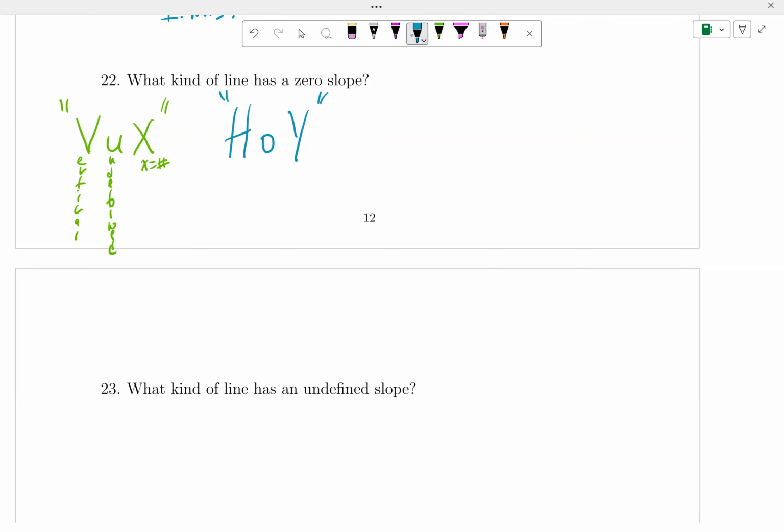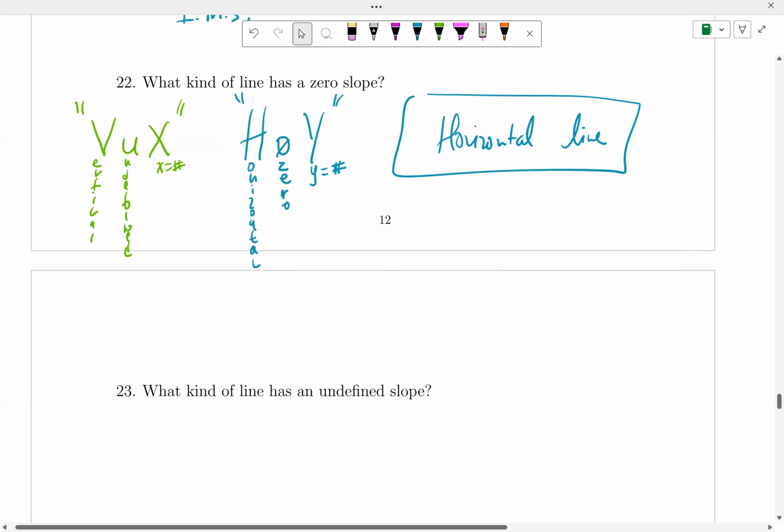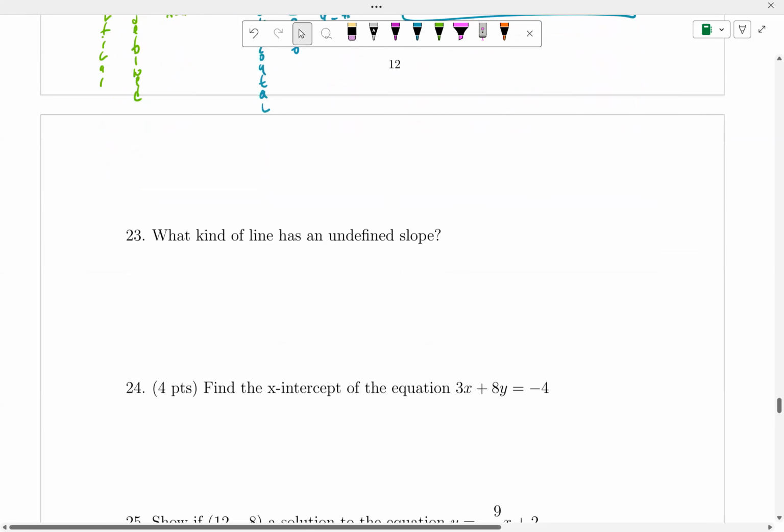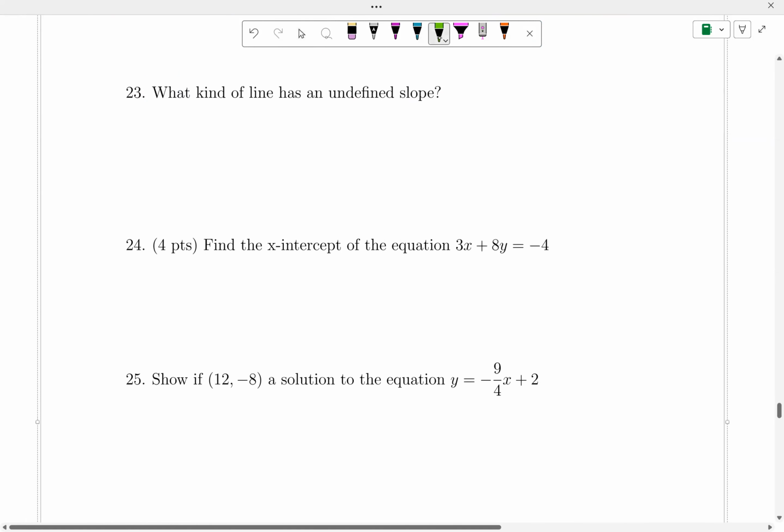And then the other one, horizontal lines. Horizontal lines have a slope of 0. This is 0. And their equations always begin with y equals whatever value, some number. So to answer this question, what kind of line has a 0 slope? Well, I guess it goes in HOY, right? So it would have to be a horizontal line. What kind of line has an undefined slope is the next question. I guess if you are following along, then you know this is a vertical line because of VUX, vertical line.